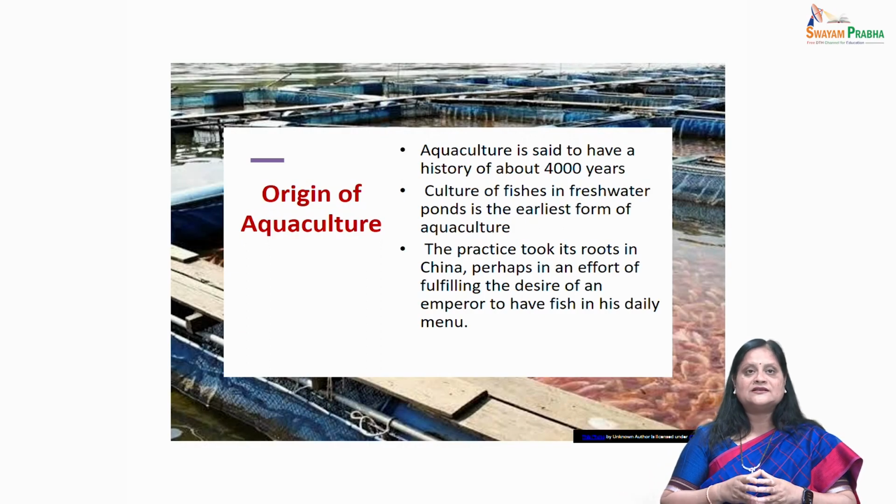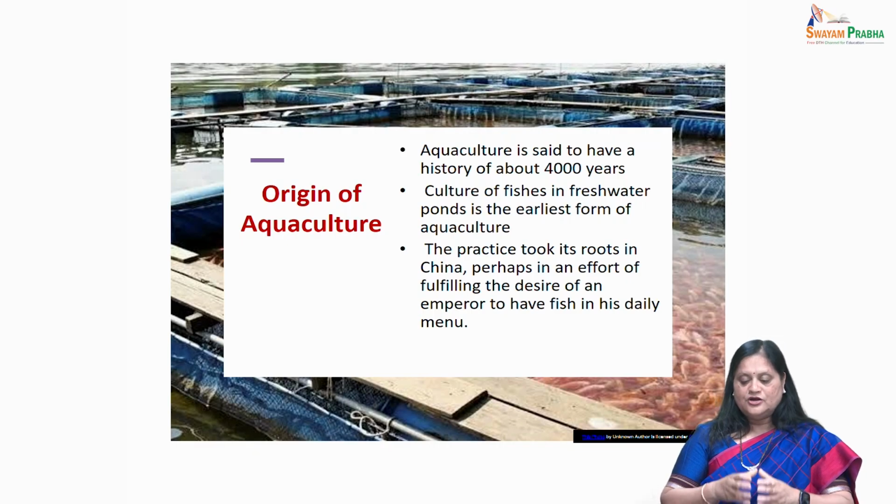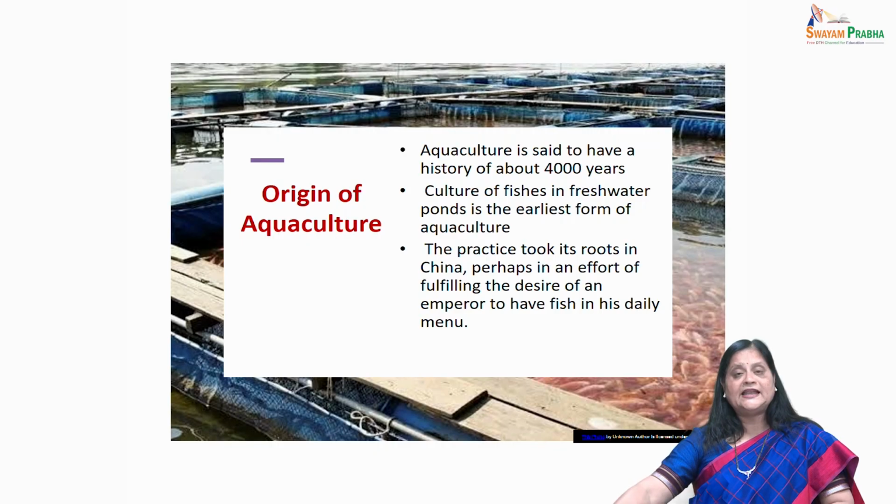Now let us understand aquaculture. Origin of aquaculture. Aquaculture is said to have a history of about 4,000 years. Culture of fish in freshwater ponds is the earliest form of aquaculture. The practice took its root in China, perhaps in an effort of fulfilling the desire of an emperor to have fish in his daily menu.